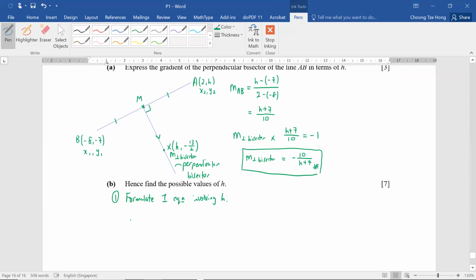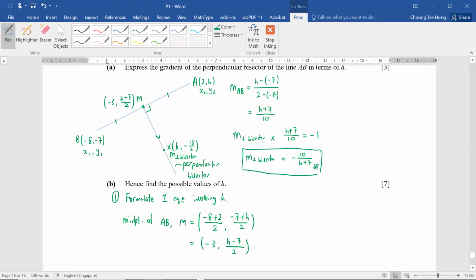M is the midpoint of AB. The coordinate of the midpoint is very easy to find. Just add up the 2 x coordinates, then divide by 2. Then add up the 2 y coordinates, then divide by 2. If I simplify this, I will get -3. Then for this one, I will just reverse the thing. So instead of -7 plus h, I write h - 7 over 2. So this will be the coordinates of M already. So -3, (h - 7) over 2, right?